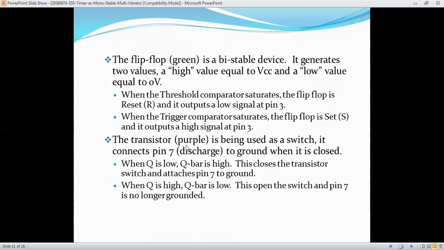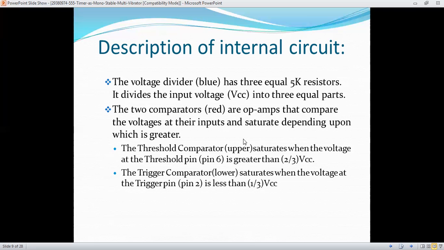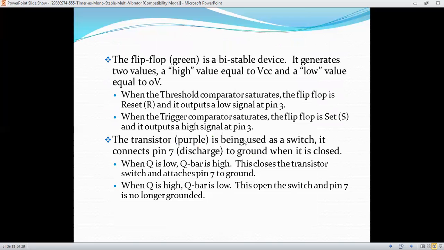Similarly, the green part shows the RS flip-flop, which is a bistable device. It generates two values: a high value equal to VCC and a low value equal to 0 volt, that is ground. When the threshold comparator saturates, the flip-flop is reset and it outputs a low signal at pin number 3. When the trigger comparator saturates, the flip-flop is set and its output signal is high at pin number 3.